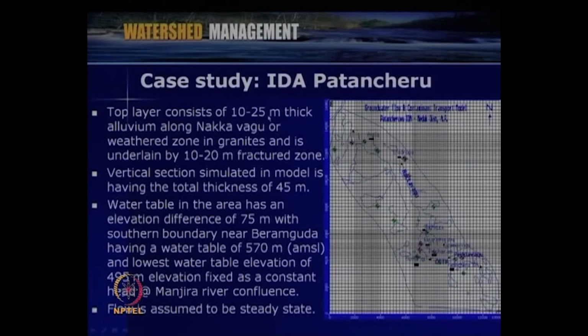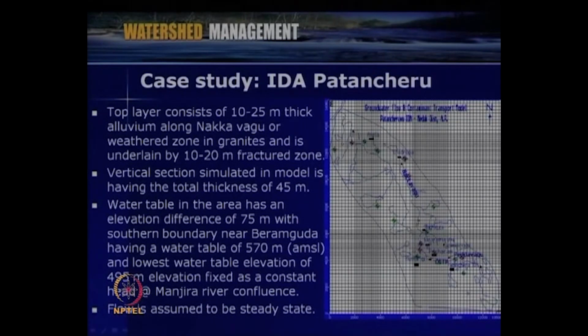The top layer is 10 to 25 meter thick alluvium of Nakavagu or weathered zone in granite, and is underlain by a 10 to 20 meter fractured zone. The vertical section simulated in the model has a total thickness of 45 meter, and the water table in the area has an elevation difference of 75 meter. The southern boundary near this location is about 570 meter above mean sea level, and here it is about 495 meter. As far as analysis is concerned, the main issue here was the transport modeling.